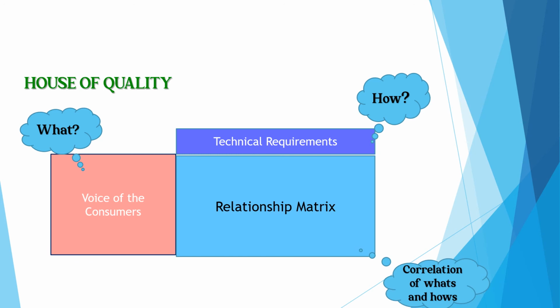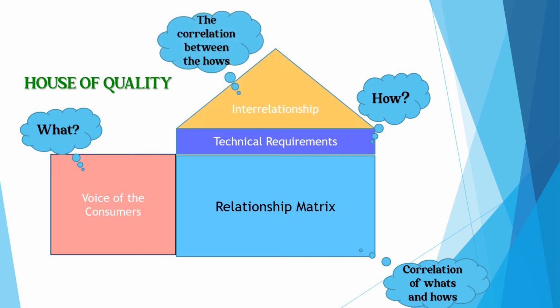And then we have the relationship matrix, which is the most important one that we will be understanding through an example that I will give later on. So the relationship matrix shows you the correlation between the customer's wants and the product house. Then we have the roof of this house, which shows the interrelationship and the correlation between the technical requirements.